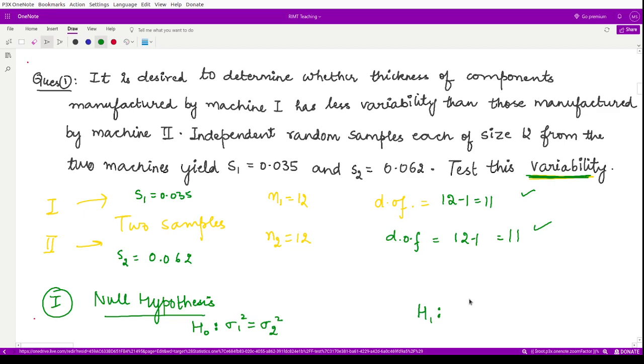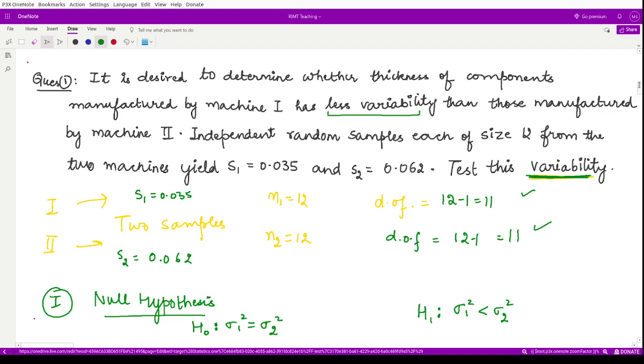So what would be the alternative hypothesis here? The alternative hypothesis here would be sigma 1 square less than sigma 2 square, because here we wanted to compare which machine is showing less variability. That means from the ideal product, how much variation is there in the product manufactured by machine 1 or machine 2.